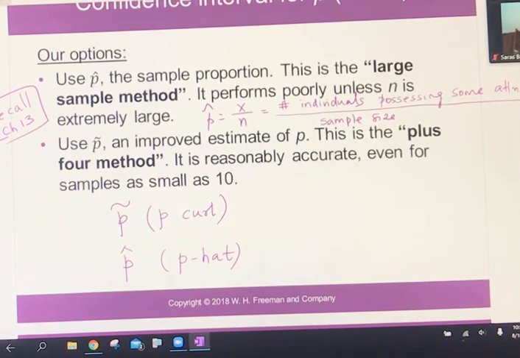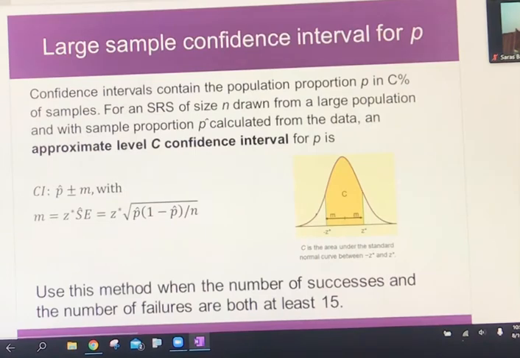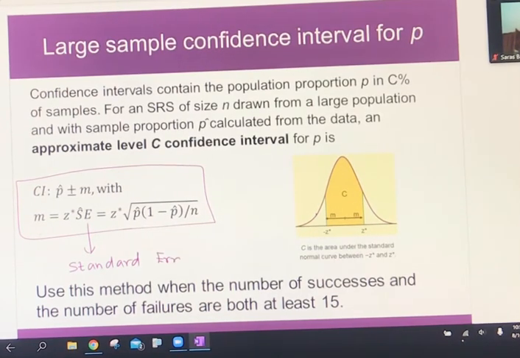So what is the formula with the P curl? This is the formula that we discussed just now, which is Z star times the square root of P hat, 1 minus P hat over N. That is called the standard error. So the standard error is the square root of P hat times 1 minus P hat over N. There are a lot of technical terms, but anyway, you can use the formula card for your finals.